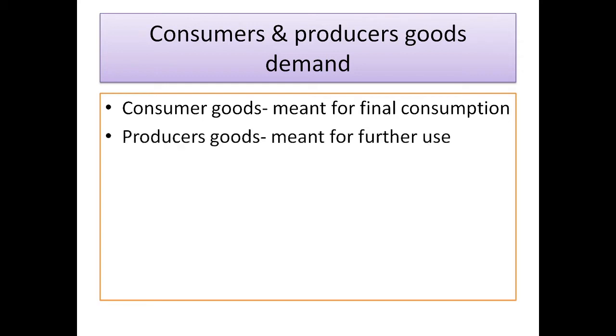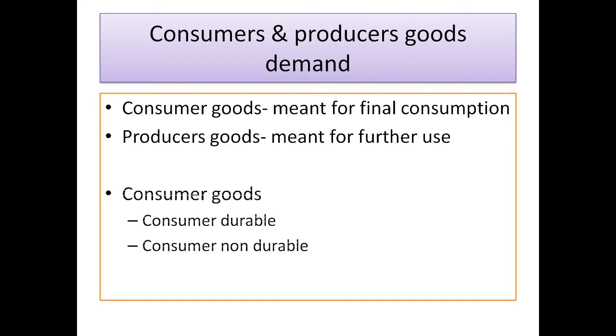While producer goods are those goods and services meant for the further use of production, or used to produce other commodities or services. They are purchased by the producer for producing other commodities. So these are producers' goods.